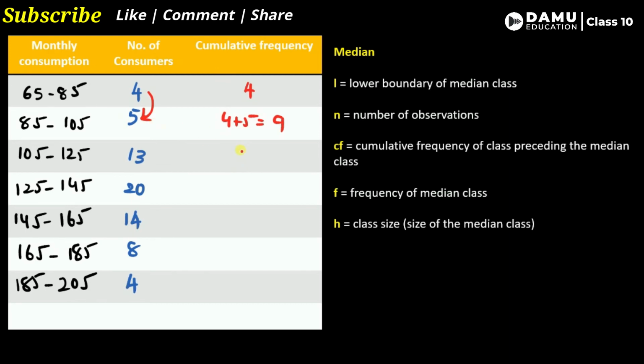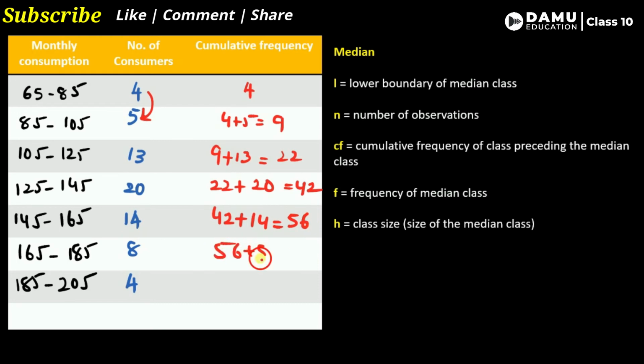So for this 9 we are going to add 13. So 9 plus 13 is what? 22. So 22. For 22 we are going to add 20. So that is 42. Then 42 plus 14. So one by one, for the preceding value we are going to add the next frequency value. So what is that? 56. Then 56 plus 8, what we will get? So what is that? Answer is 64. So for this 64 we are going to add 4, that is 68.